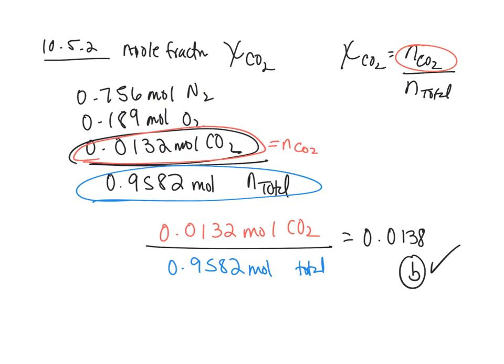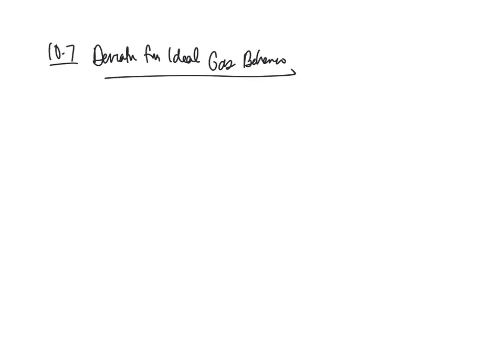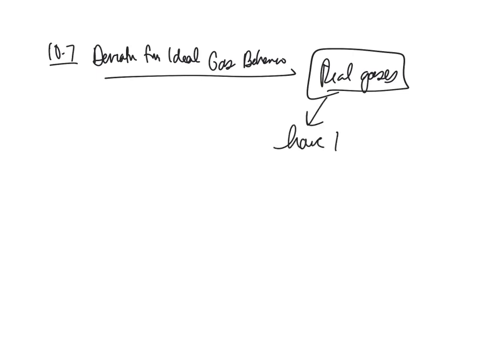Now that gets us through all the calculations you need to be able to do for Chapter 10. Now you do have 2 sections left, so we're just going to talk about the theories on those, and we'll work a checkpoint problem. So in section 10.7, we're talking about deviation from ideal gas behavior. And these are called real gases. And we don't really talk about these unless you're a chemical engineer and you have to deal with real gases. But real gases do have intermolecular forces.